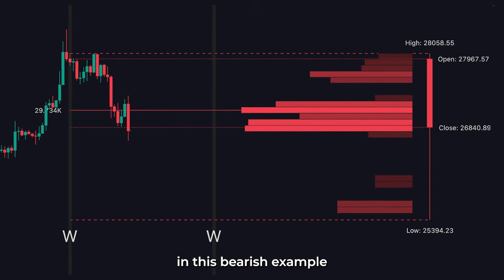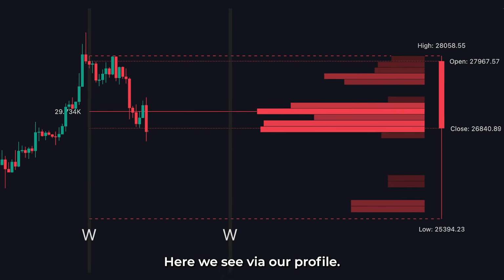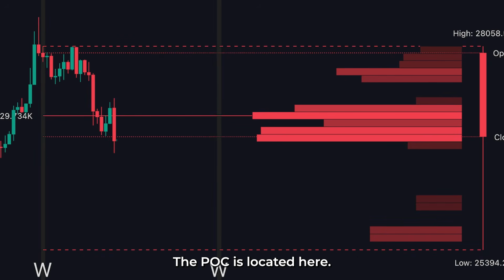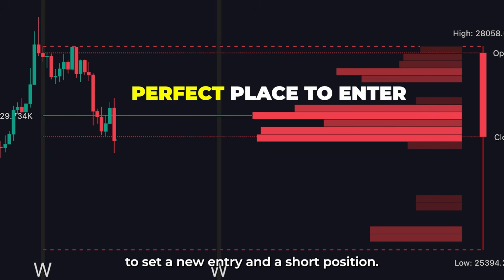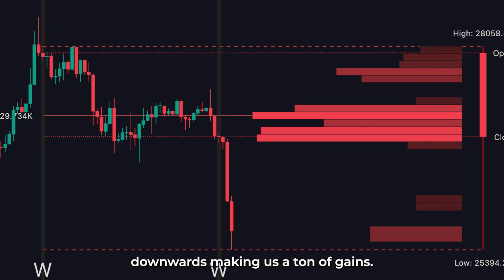In this bearish example, we see a red macro candle with a bunch of bearish activity here. We see via our profile the POC is located here. This therefore is a perfect place to set a new entry and a short position. The price then is attracted towards this and continues downwards, making us a ton of gains.